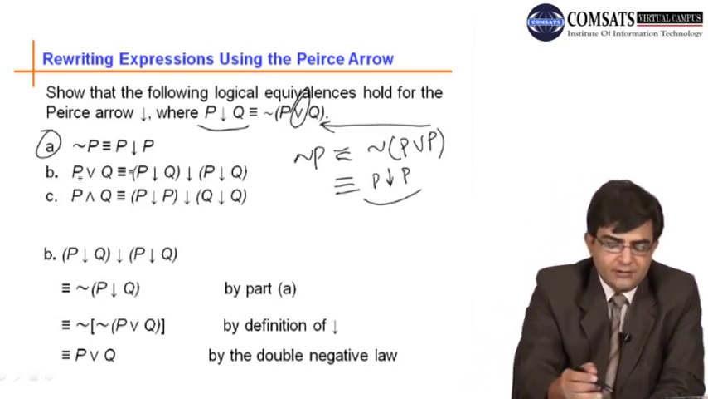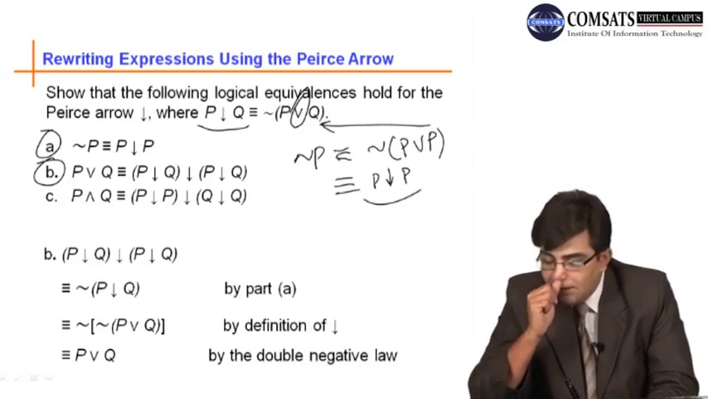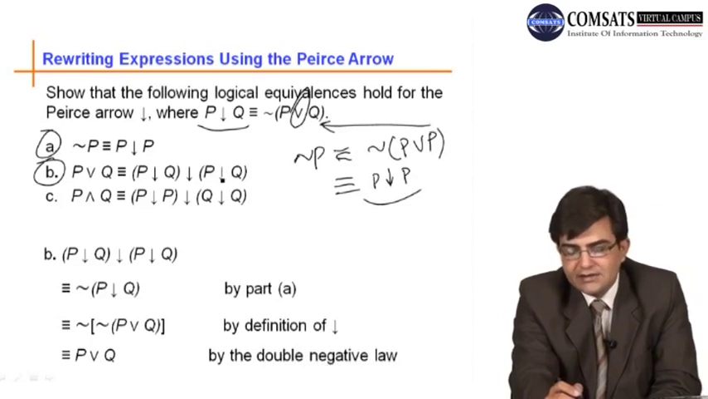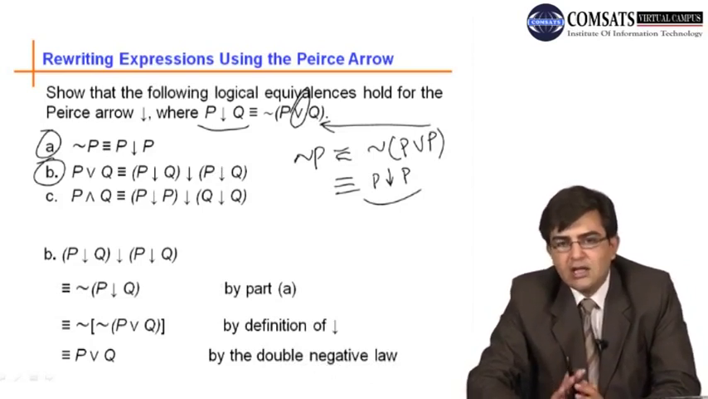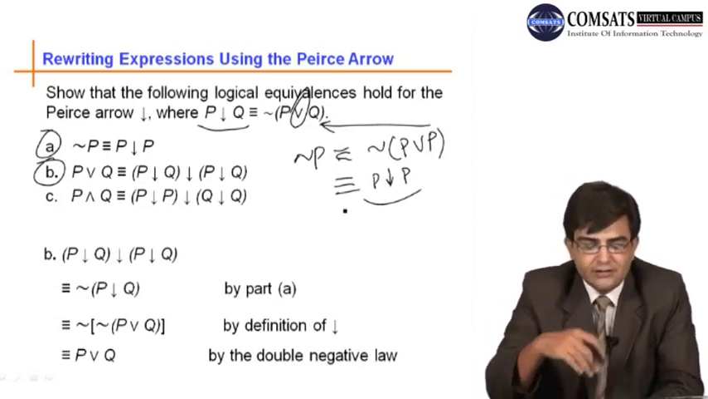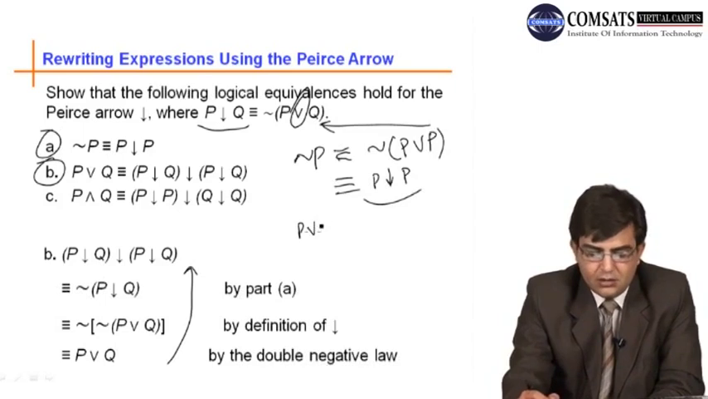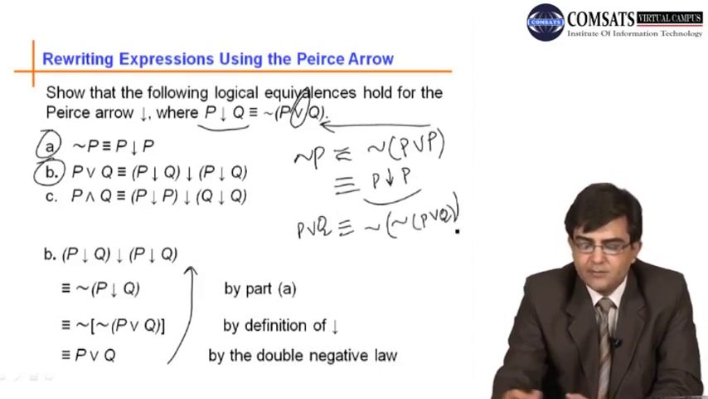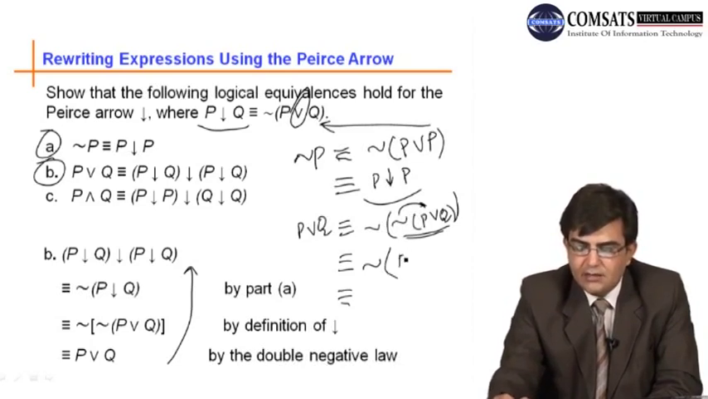So this is done. Now we consider the second part, B part, and we have to write P or Q. We have to prove P or Q is logically equivalent to bracket P Pierce arrow Q bracket Pierce arrow bracket P Pierce arrow Q. So this is what we have to prove, and we can prove it either by going from left hand side to right hand side, or we can start from the right hand side and arrive at the left hand side. I have used the right hand side here, but you can use the left hand side also by reversing the steps. If we consider P or Q, then we can write it as NOT of NOT of P or Q by using the double negation law. This is basically the definition of Pierce arrow, NOT of P or Q. So what is this? This is basically P Pierce arrow Q.